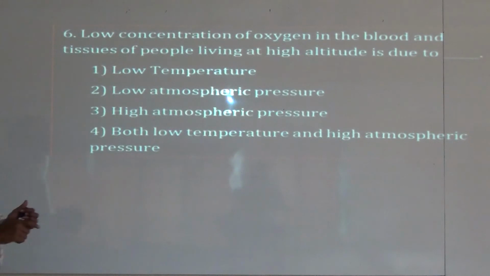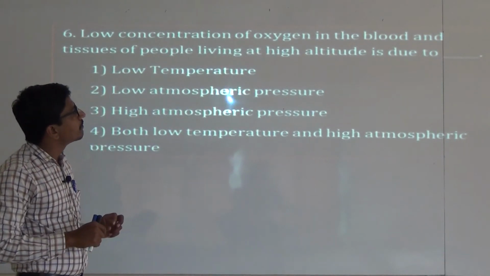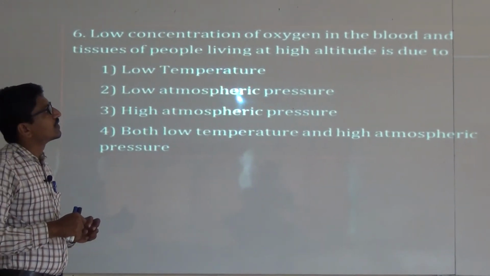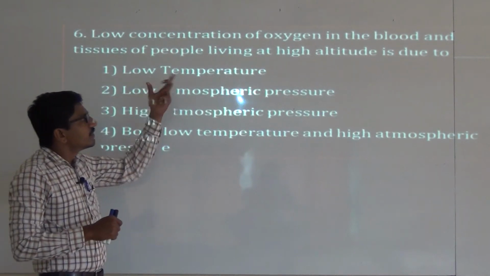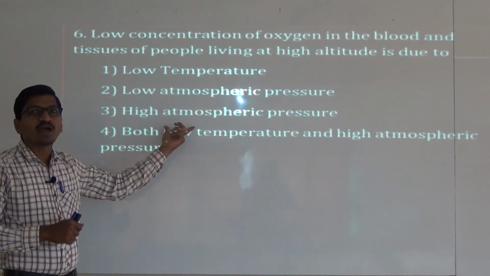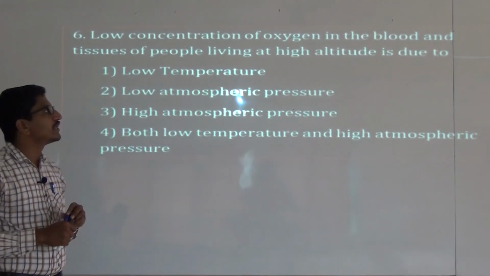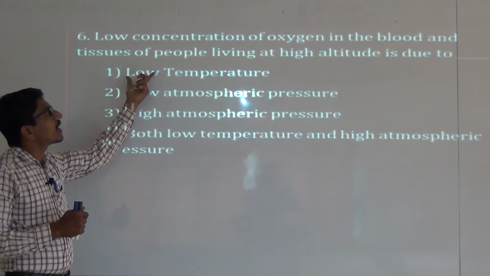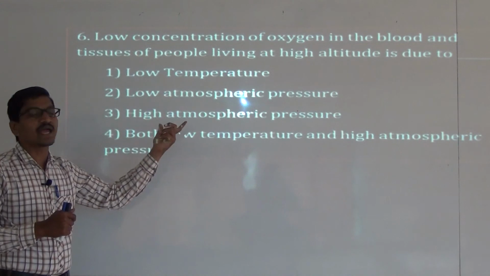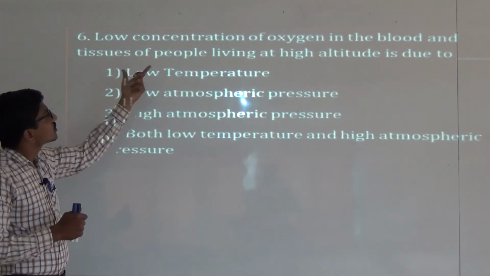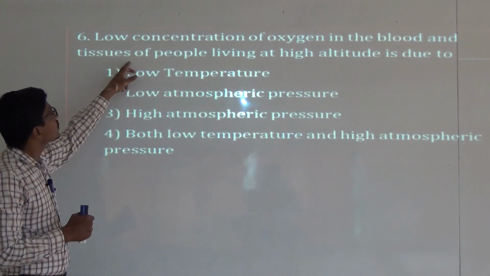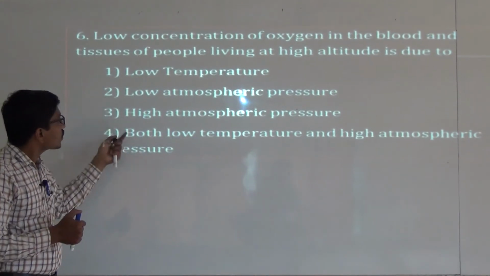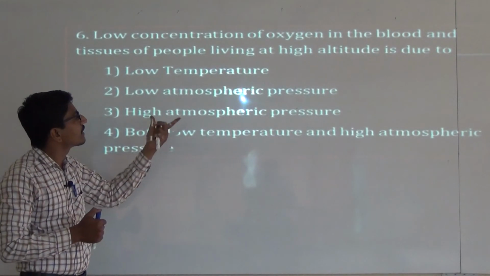Next question: the low concentration of oxygen in the blood and tissues of people living at high altitudes is due to, and this is an application of Henry's law constant. At high altitudes, like for mountain climbers, the partial pressure of oxygen is less, and the low concentration of oxygen in the blood and tissues of people living at high altitude is due to low atmospheric pressure.